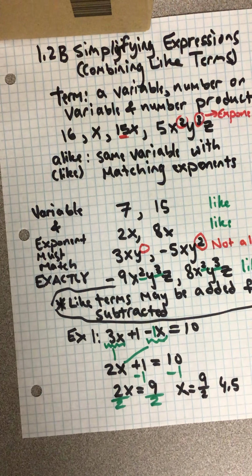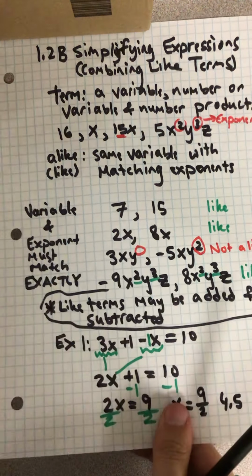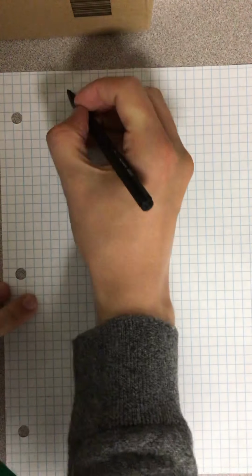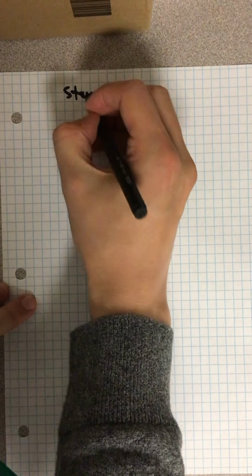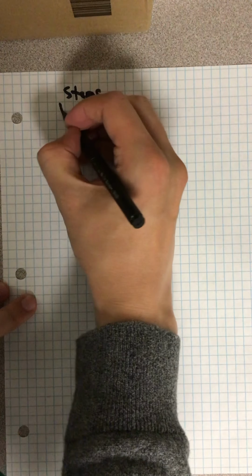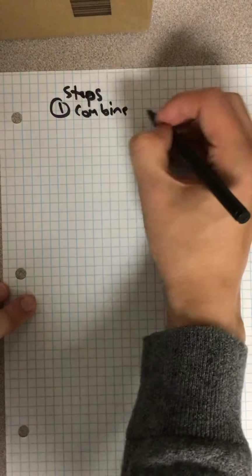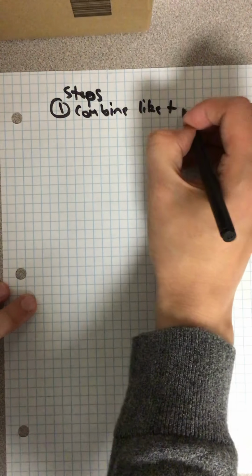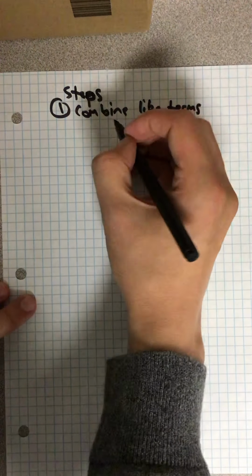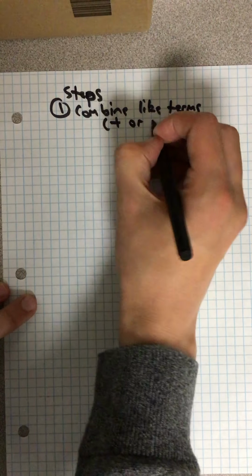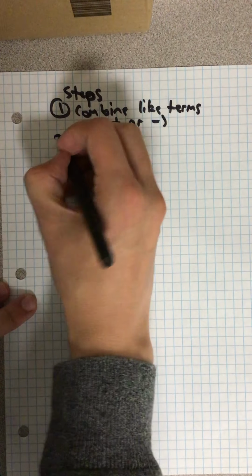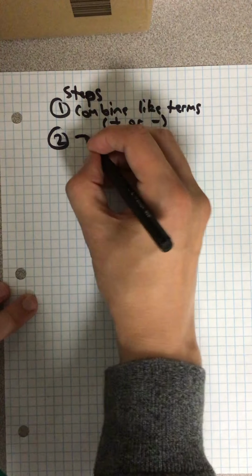Okay, we have one more example, and before we go through our second example, let's summarize the steps real quick. Our steps are, once again, steps, not stems, steps. 1, combine like terms. So this is always going to be plus or minus. 2, inverse operations.